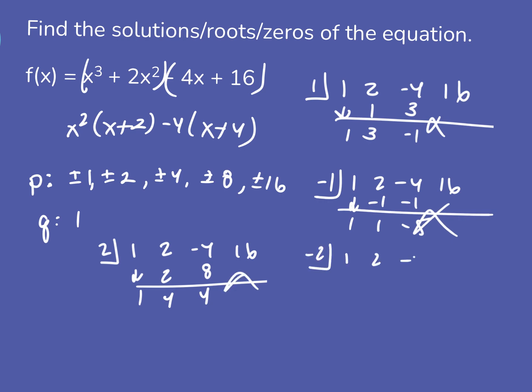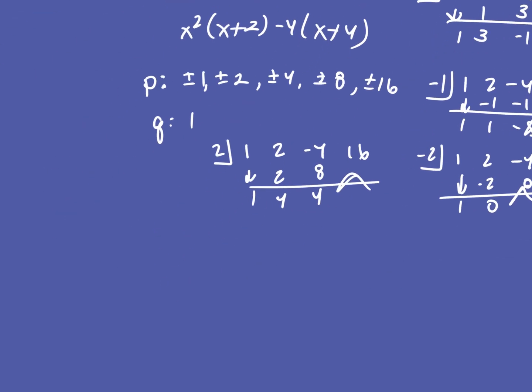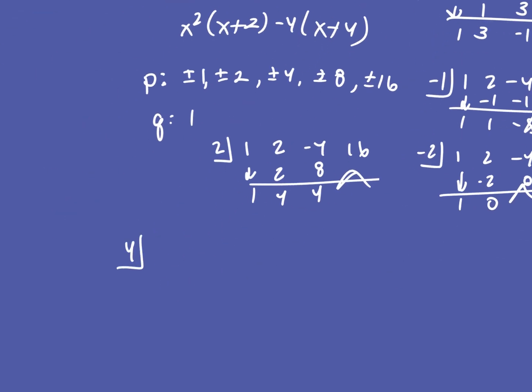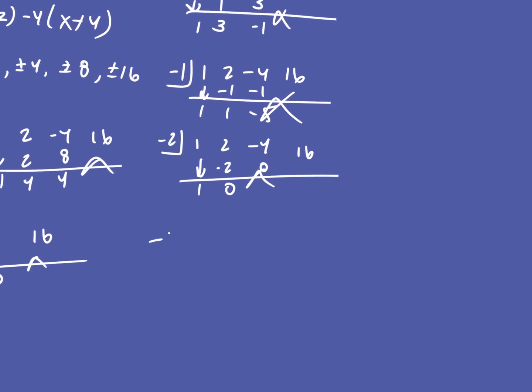1, 2, negative 4, 16. So bring down my 1. Negative 2, 0. Is this going to work? No? Let's try 4. 4, 6, 24, 20. Is this going to work? No? All right, let's try negative 4. What are we trying to find? I forgot. A 0 for a remainder. Good.